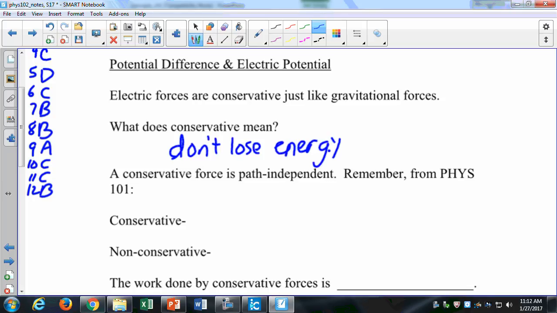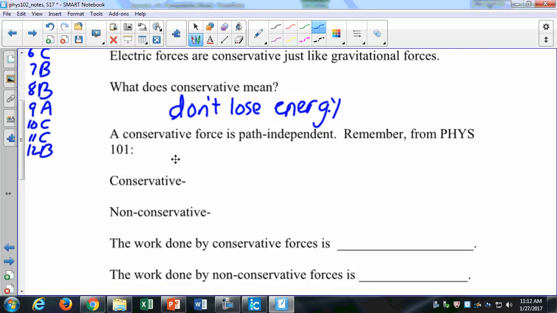And we talked about frictional forces, on the other hand, being non-conservative. That means that as they act on an object, that object loses energy. It loses energy because the frictional force takes away energy. Conservative force is path independent as well.